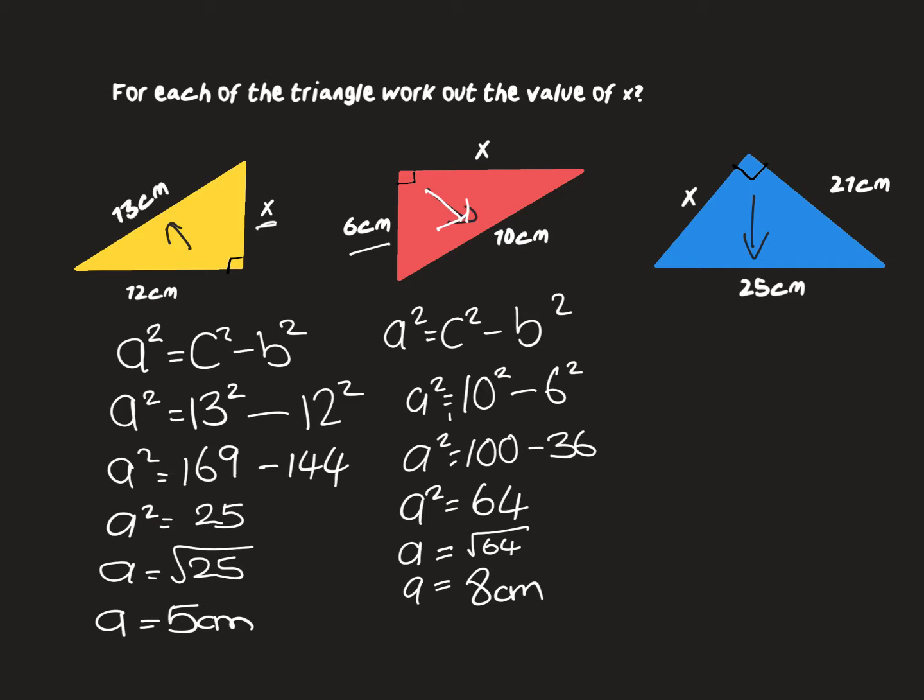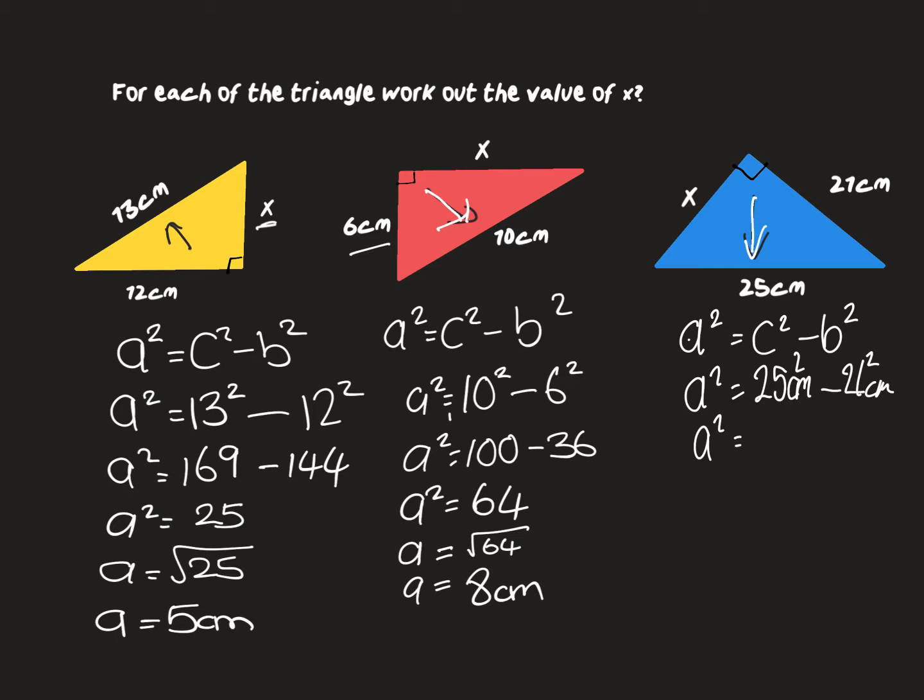And on to our last example here. So the blue triangle. So write out your equation again. A squared equals c squared, take away b squared. Alright, so a squared is equal to, our hypotenuse is this one here, the 25 centimetres. So we're going to square that and take away the 21 centimetres squared.